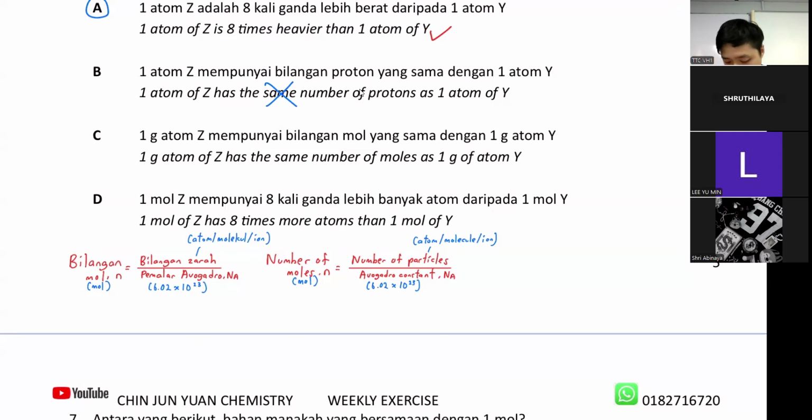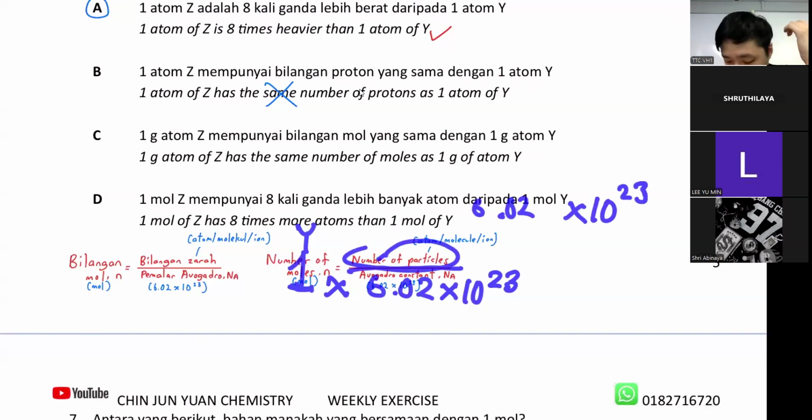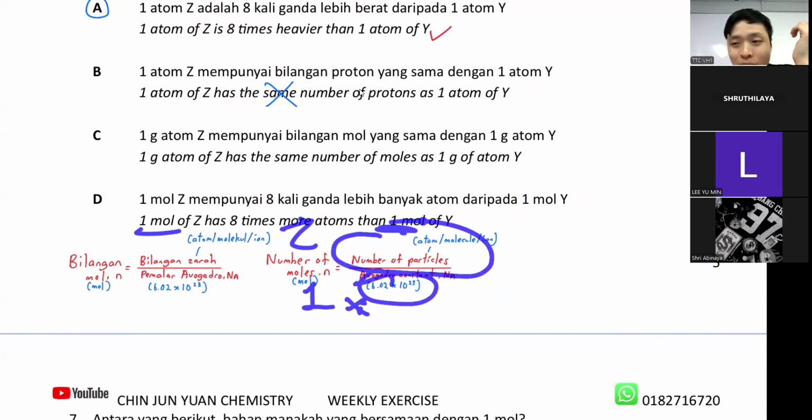So what happens is number of mole, let's say for Y, Y is 1. Then times 6.02 times 10 to the power 23. This is the fixed number, right? After you multiply, what is the number of atoms? 6.02 times 10 to the power 23, right? Times 1, same, right? For Z, they also told you one mole. Times also the same number. So isn't the number of particles the same?